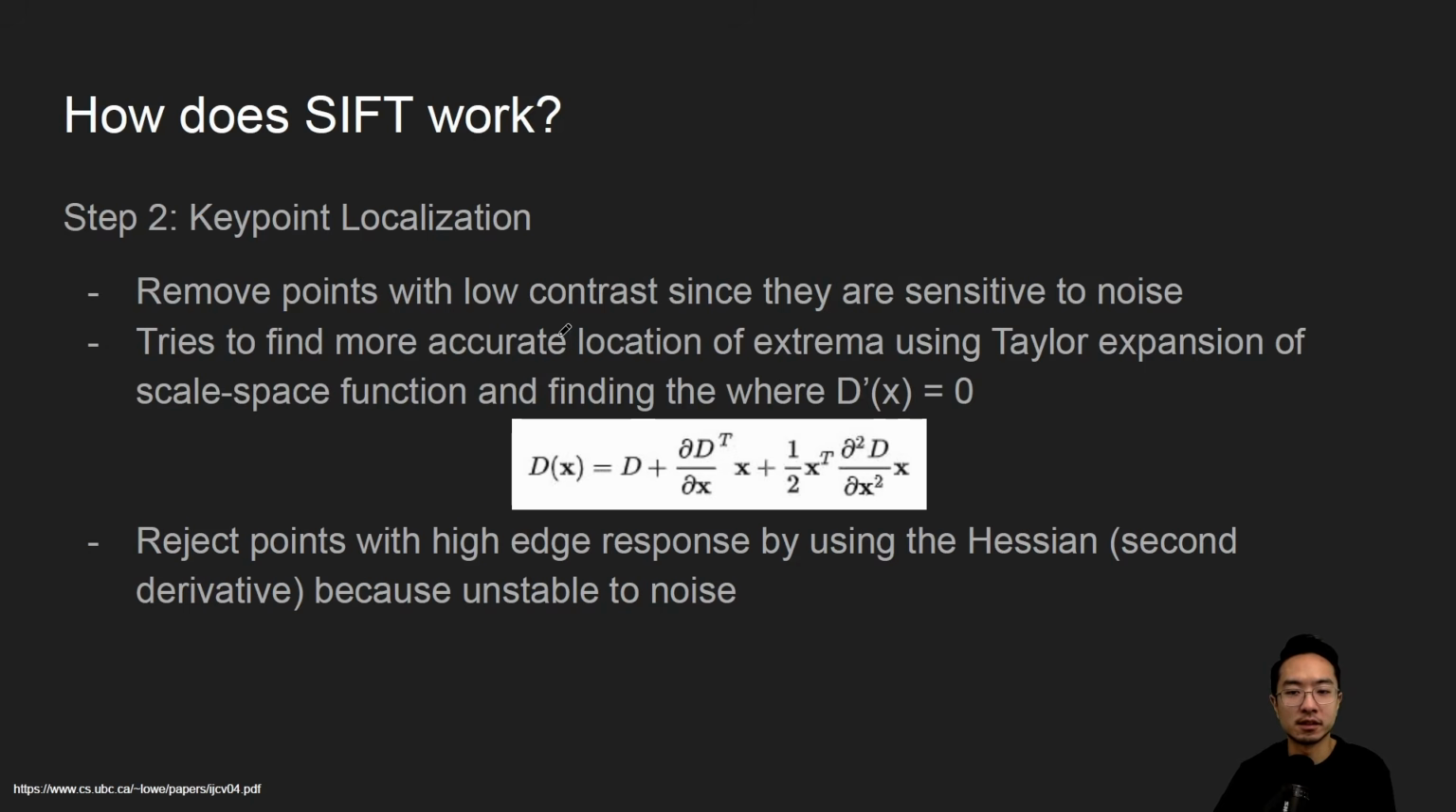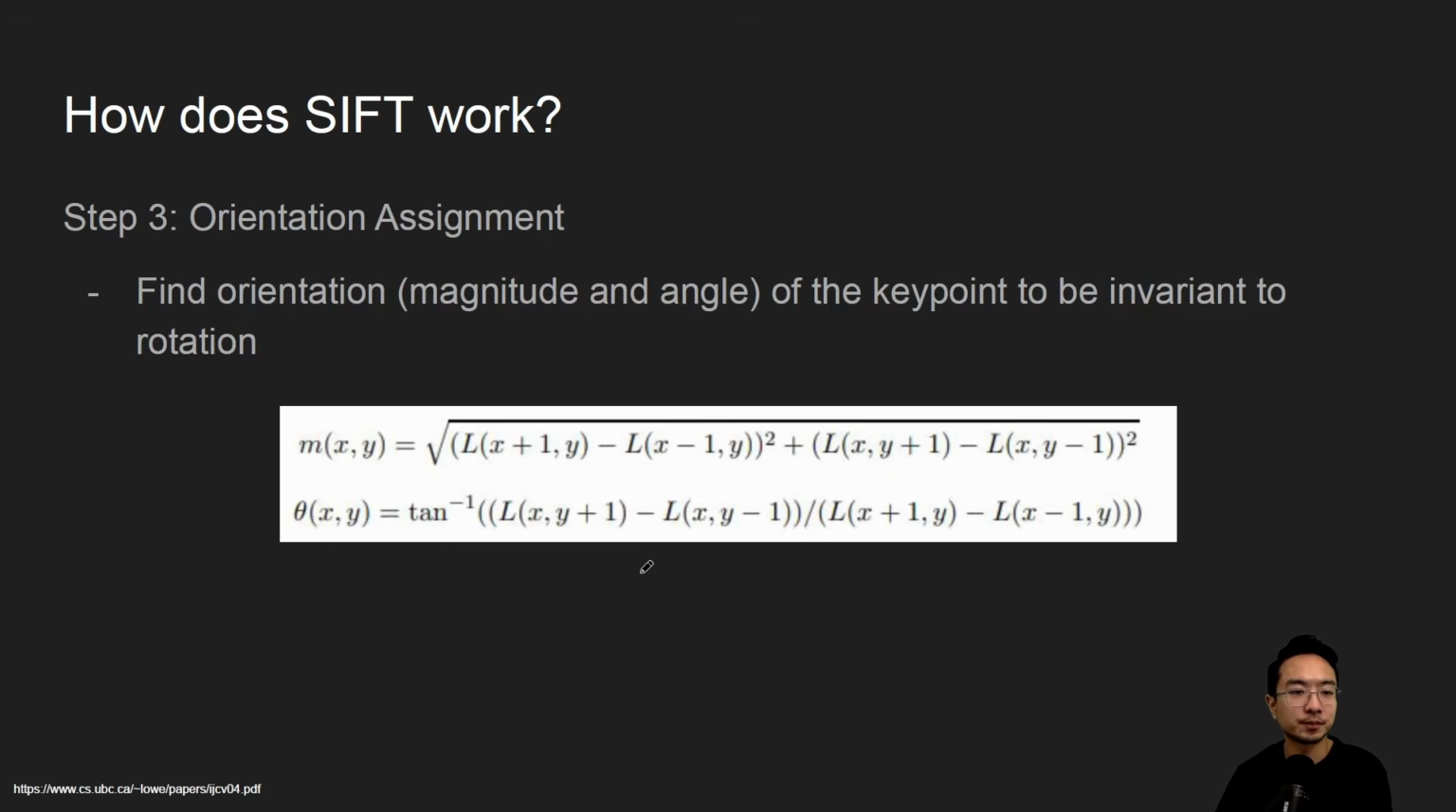What this means is you want to find where they are, and there are different steps involved. Some of it involves removing low contrast points, and it tries to find a more accurate location by finding the minimum or maximum, where the derivative is set to 0, using the Taylor expansion. Then it wants to reject points with high edge response using the Hessian, because typically those are unstable to noise.